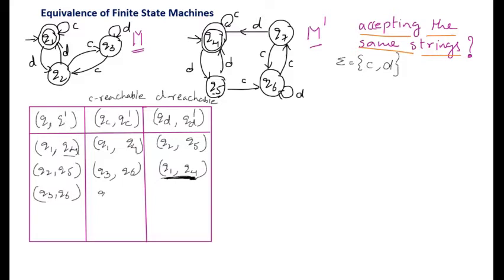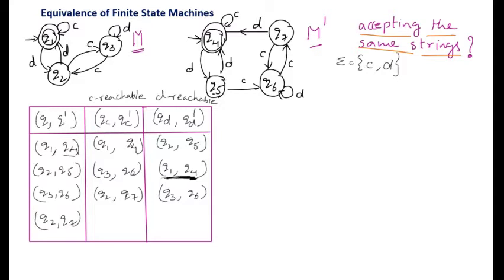Q3 on C moves to the state Q2 and Q6 on C moves to the state Q7. So the pair is Q2, Q7. Q3 on D moves to the state Q3. Q6 on D moves to the state Q6. So the pair is Q3, Q6. A new pair is introduced, that is Q2 and Q7 in the first column.